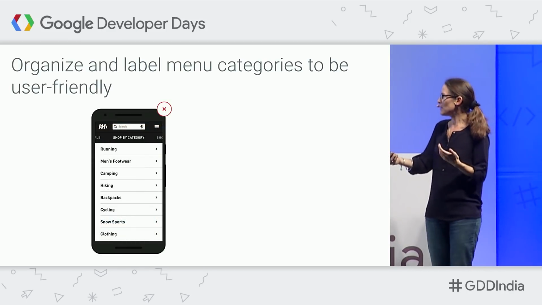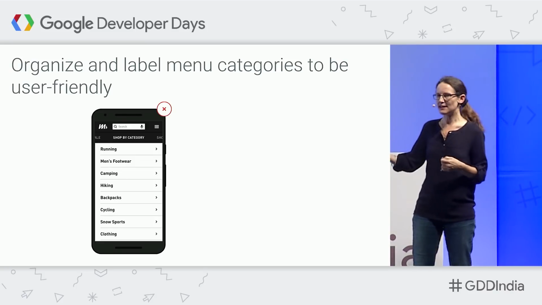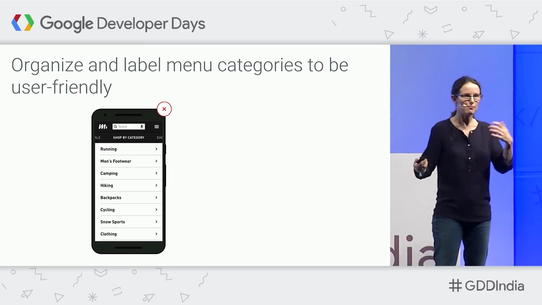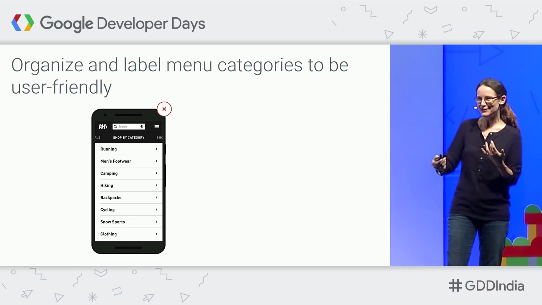So I give the example here. We saw things like this in our studies, where here the menu categories have kind of muddled both the product and the activities. And so this creates a conflict in users' minds.